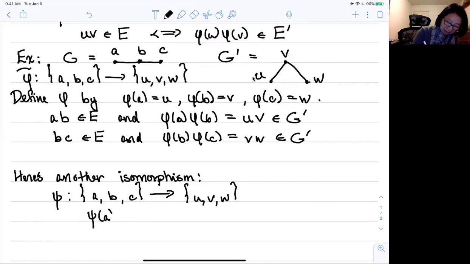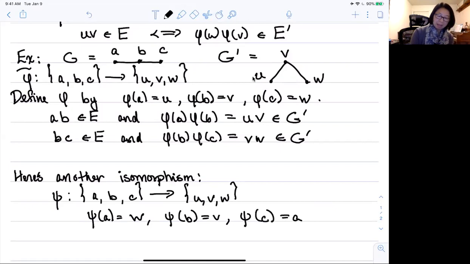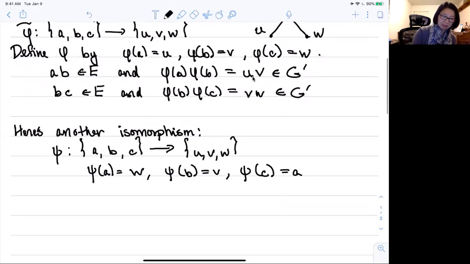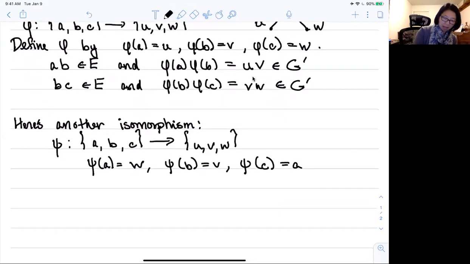Psi of A equals W. Psi of B equals V. And psi of C equals A. So I claim this is an isomorphism too. Why? Well, again, I have to look at my two edges in E.